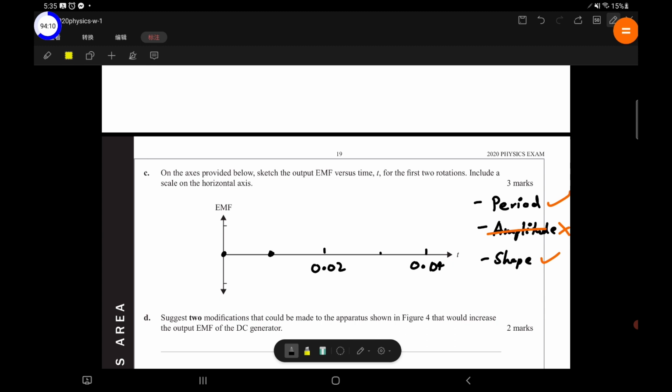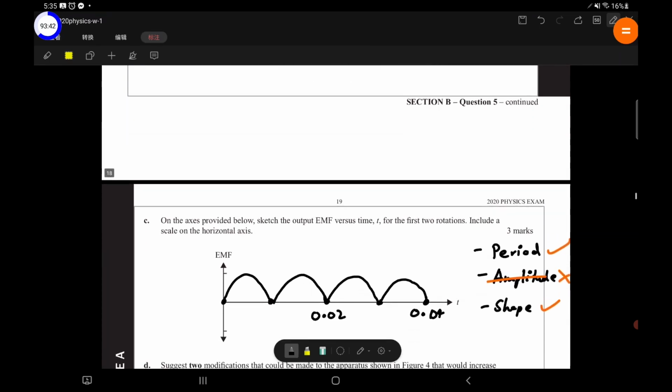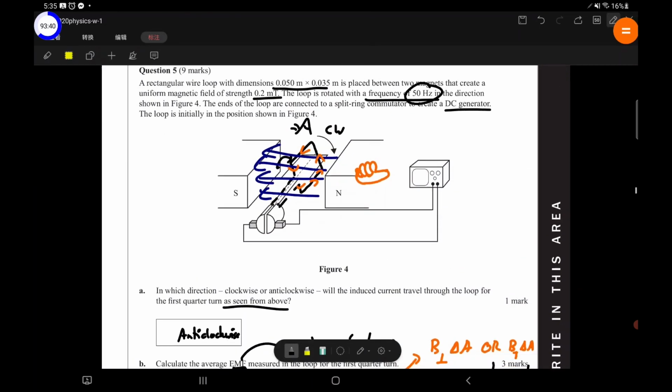All right, so our graph should look like this. It should be a sinusoidal wave. And if any of you do specialist maths, you should realize that this is basically just the absolute value of your normal sine graph, or cosine graph, whichever way you want to call it. Now, this is the overall shape of the graph.